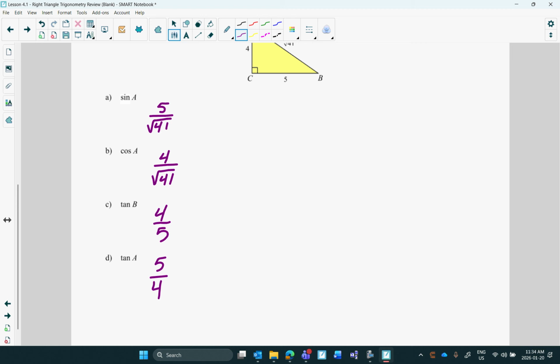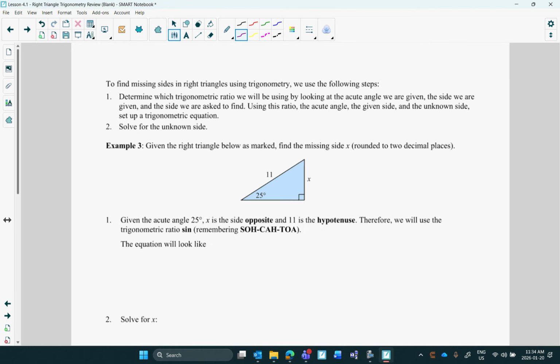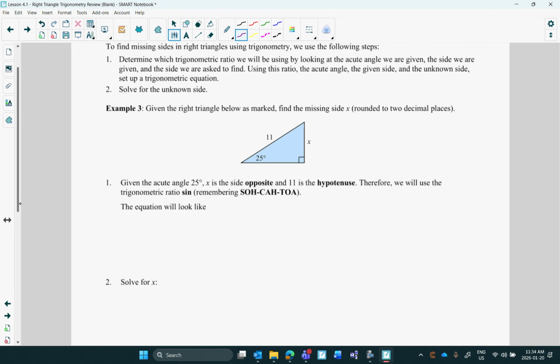So now that we've refreshed our memory with regards to the 3 trig ratios, how do we use them? Like you guys said earlier, to find missing sides and angles in right triangles. What we do is use the trig ratios to set up an equation, and then it's just equation solving. There are really 3 situations.